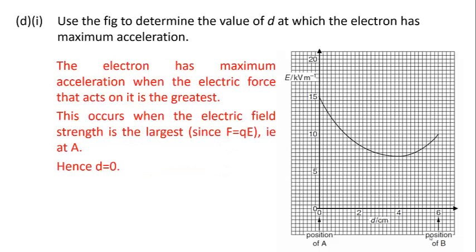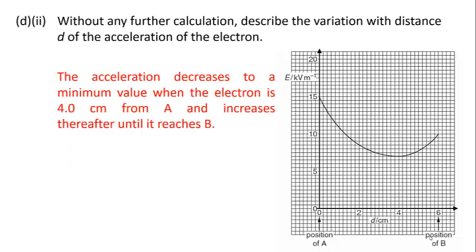The electron has maximum acceleration when the electric force that acts on it is the greatest. This occurs when the electric field strength is the largest at point A. Hence, the distance d is zero. The acceleration decreases to a minimum value when the electron is 4 cm from A and increases thereafter until it reaches B.